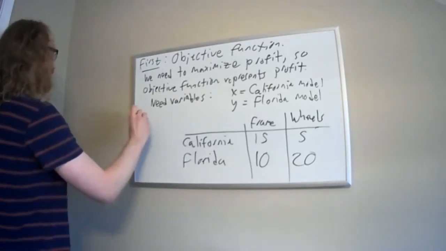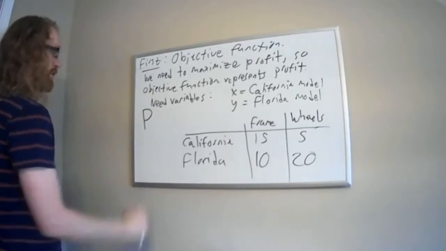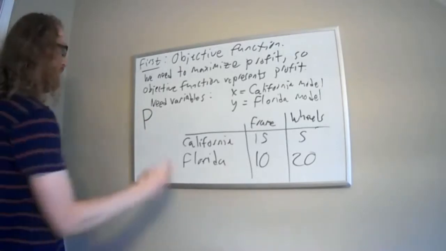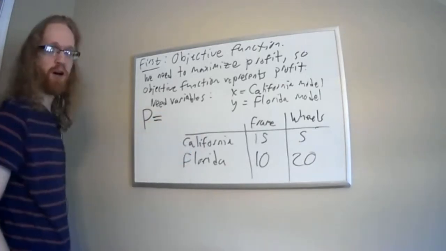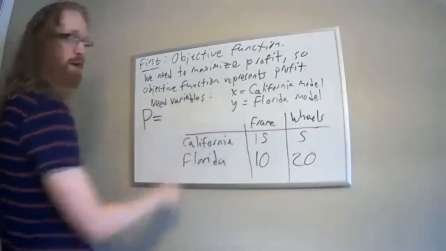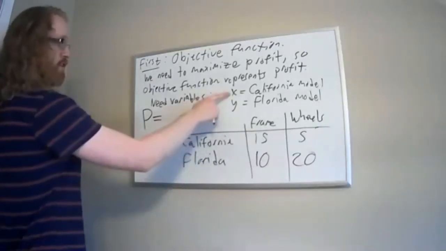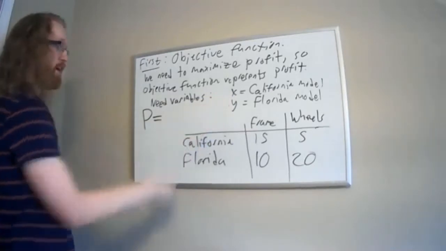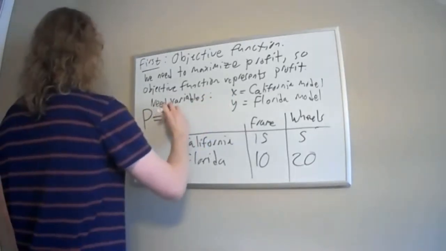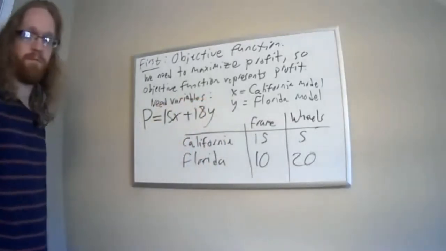And so generally for the objective function, I'm going to use this capital letter P. In this case, you might think of P for profit. I'm just going to say P equals, and then write down something that represents the amount of profit I'm going to get based on how much of each model I make. And what did we know? We know that I get $15 for every California model, and I get $18 for every Florida model. So my objective function had better be 15x plus 18y. That should be my profit.